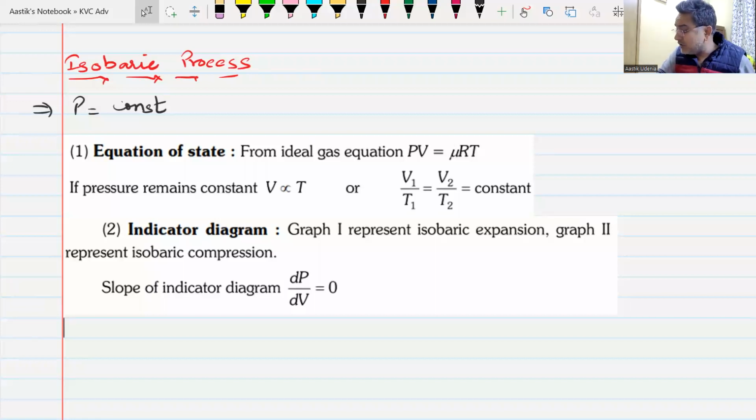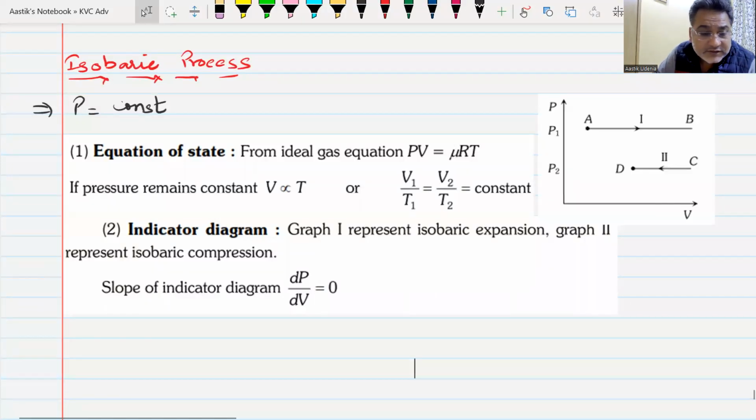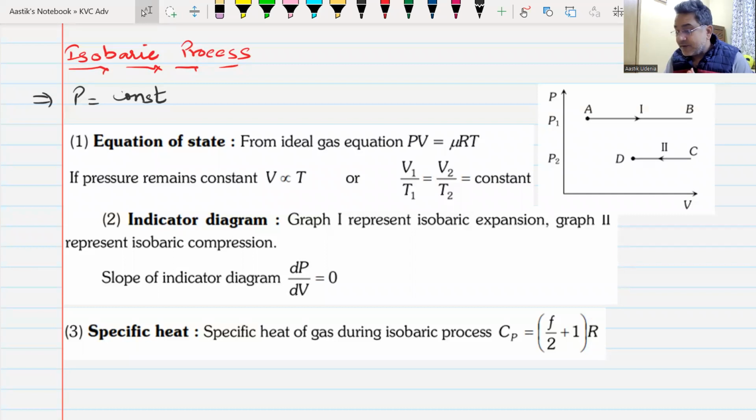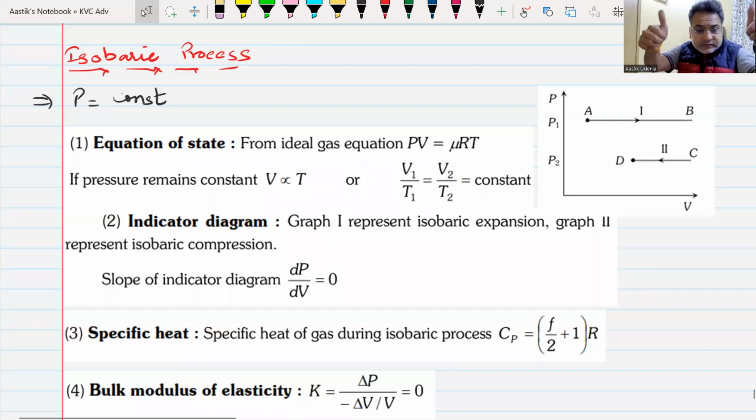We have already done all these things. The slope will be 0. The slope of this PV graph will be equal to 0. In this case, the specific heat will be known as Cp, which is (f plus 2) by 2 into R. And there the bulk modulus was infinite, here the bulk modulus would be 0. Do we understand this? Yes or no? I'll give you 2 minutes to note it down.